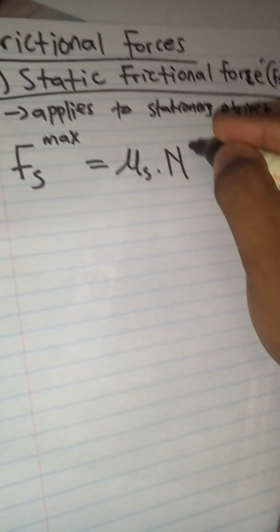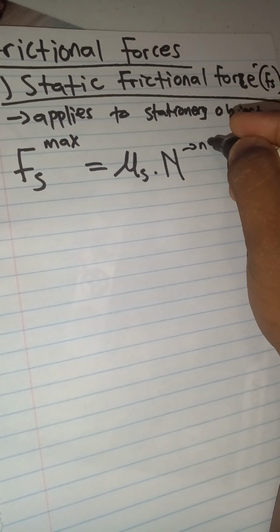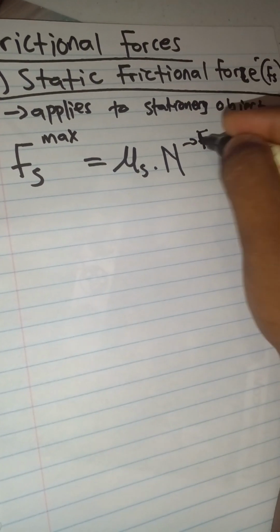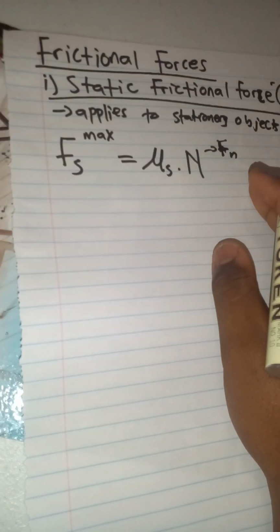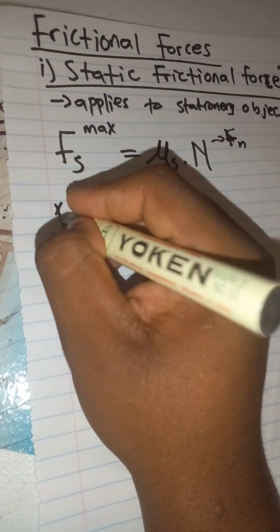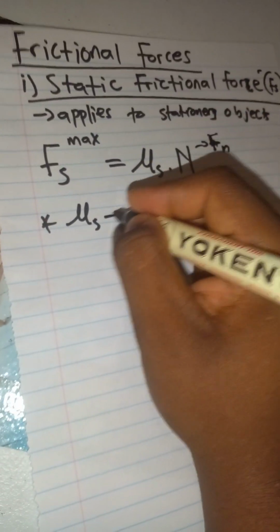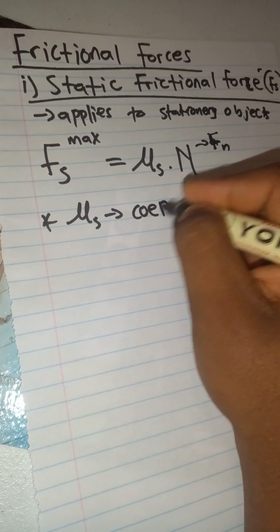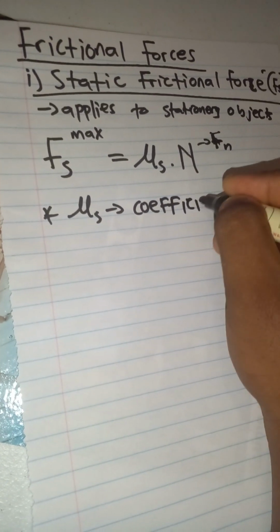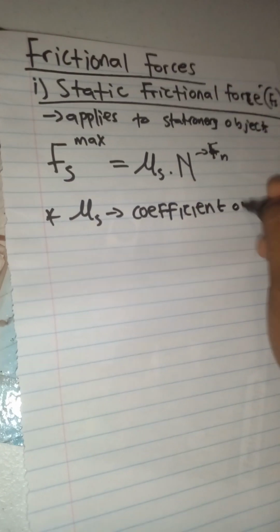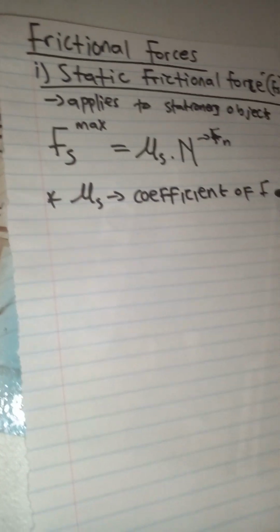So what is this N? It is the normal force, this big N. Okay, so let's talk about this mu s. This mu s is the coefficient of the static friction. That's what you have to know about the mu s.